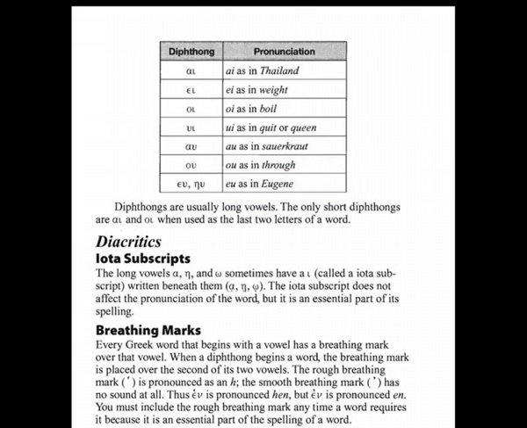As the text notes, diphthongs are usually long vowels. The only short diphthongs are alpha iota and omicron iota, when used as the last two letters of a word.